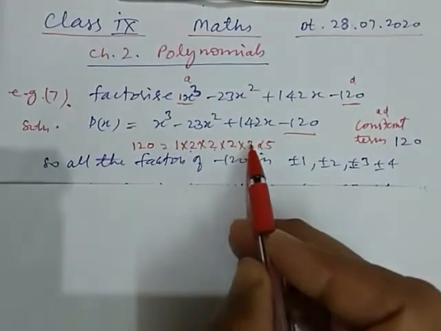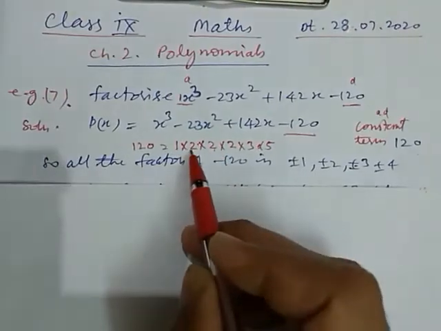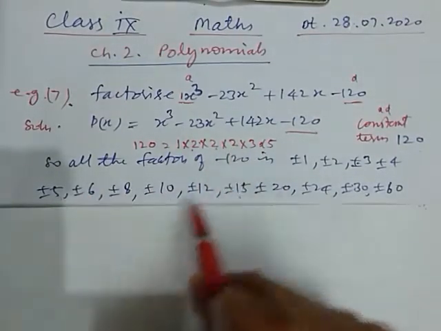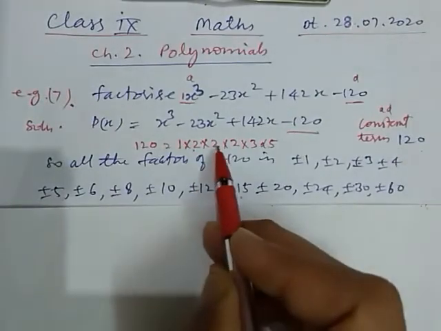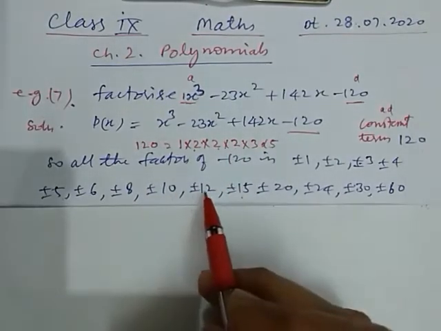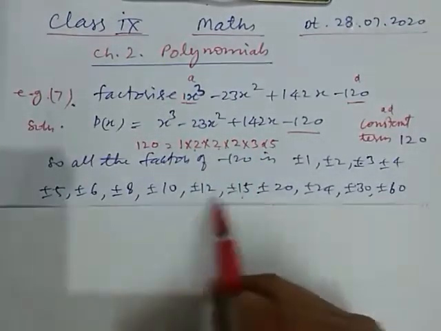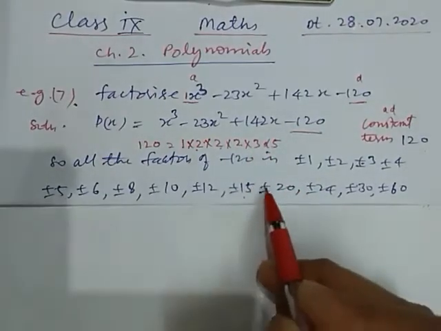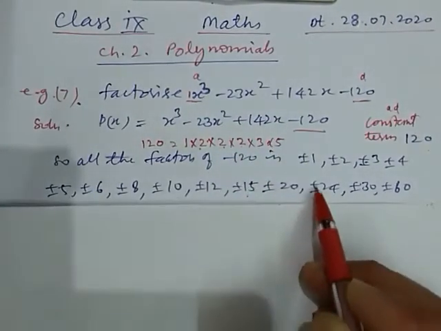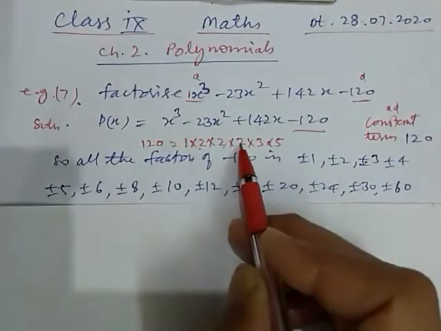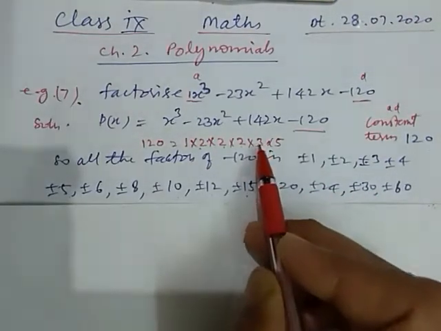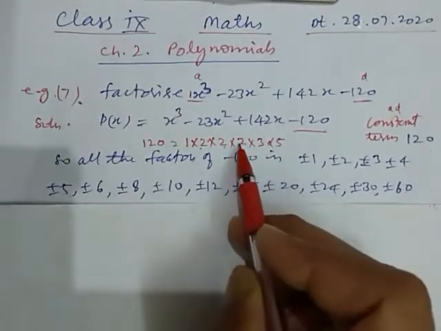plus minus 3 by using 1 and 3, plus minus 4 by using 2 into 2, plus minus 5 by using this 5, plus minus 6 by using 3 into 2, plus minus 8 by using all these 3, 2 into 2 into 2, 2 twos are 4, twos are 8, plus minus 10 by using 5 and 2, 5 twos are 10, plus minus 12 by using 3 twos are 6, twos are 12, plus minus 15 by using 5 into 3, 15, plus minus 20 by using 5 into 2 into 2, 5 twos are 10, twos are 20, plus minus 24 means 3 twos are 6, twos are 12, twos are 24, so plus minus 24, plus minus 30, 5 threes are 15, twos are 30, plus minus 60, 5 threes are 15, twos are 30, twos are 60.